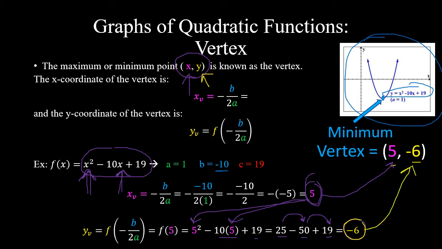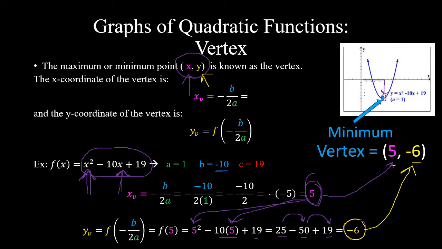And if we look at my graph up here, well, that looks pretty good, right? Let's go over 1, 2, 3, 4, 5, and down 1, 2, 3, 4, 5, 6. And yeah, that does bring us to this point right here. So I went over 5 and down 6, and there it is. 5, negative 6.